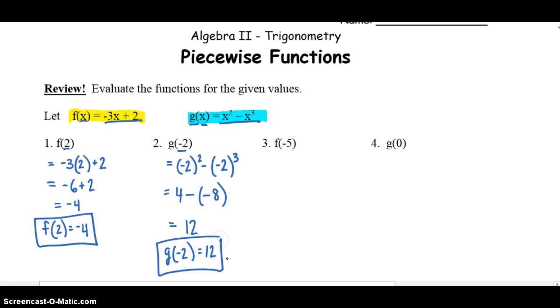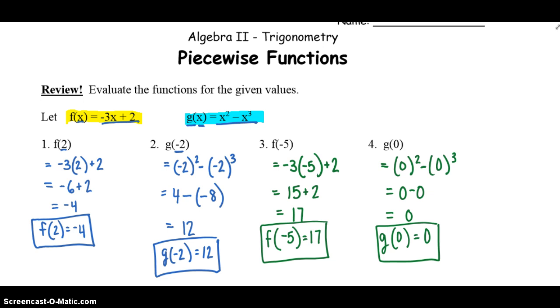Not so bad, right? Alright, I know you remember how to do this, so let's actually see you try some. Go ahead and pause this video and take care of numbers 3 and 4 on your own. When you unpause it, you can take a look at my answers and see if you did them right. Alright, so pause it right now.